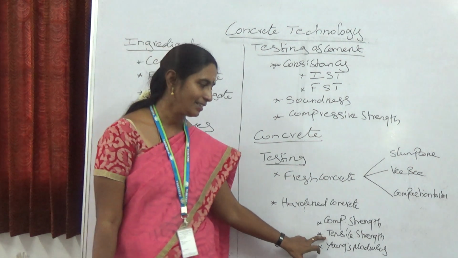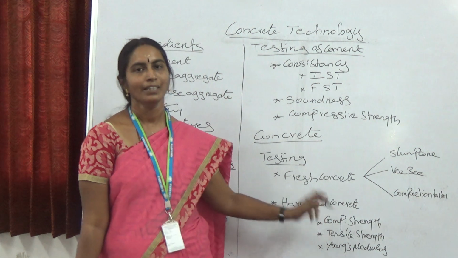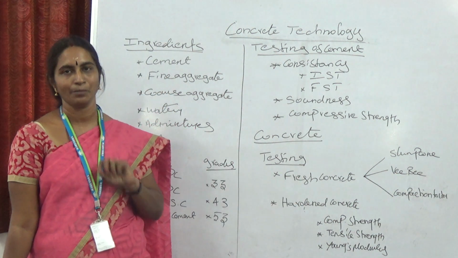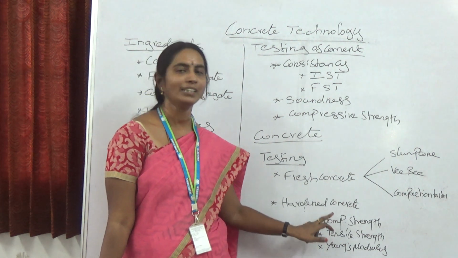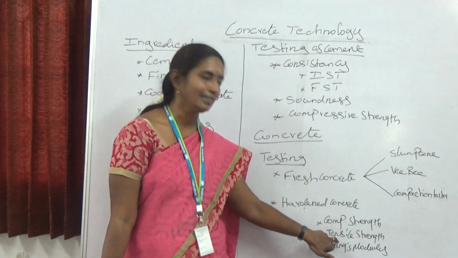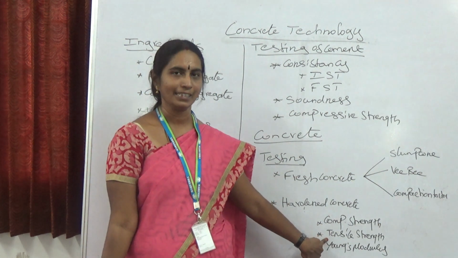Then the tensile strength of the concrete, we measure using a cylinder specimen. 2P divided by pi d l gives the tensile strength of the concrete. As per the code recommendation, 1/10 of the compressive strength gives the tensile strength of the concrete. So if we know the compressive strength, we can easily find the tensile strength of the concrete.